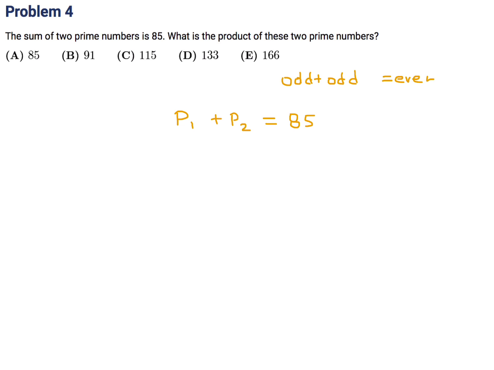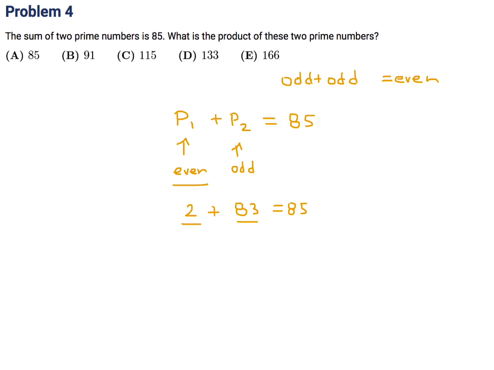So if we have an odd result, that must mean that one of these is even and one is odd. So that can quickly let you know that this must be 2, because 2 is the only even prime number. And therefore this one must be 83, and that's the only way you can get 85.